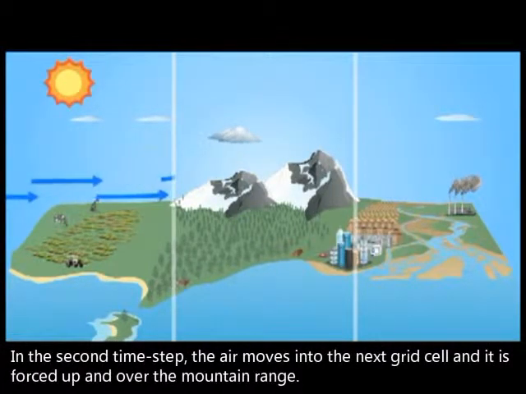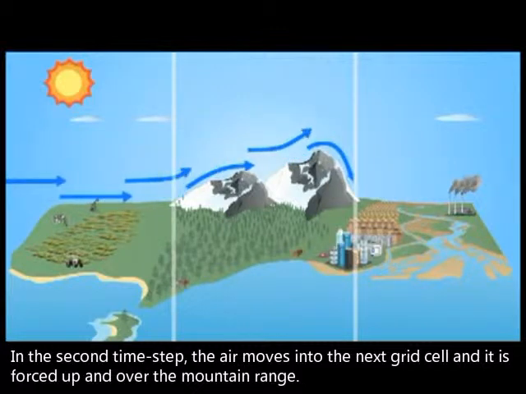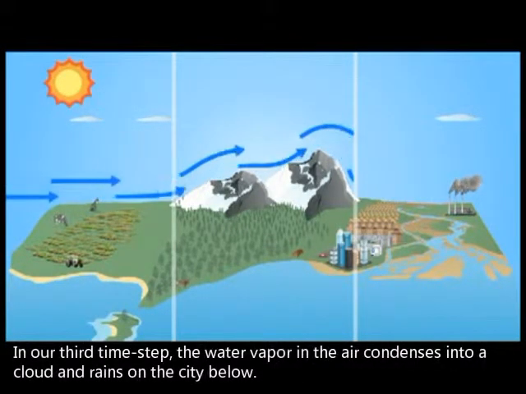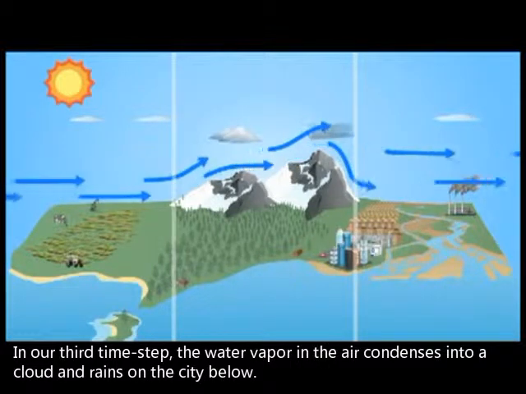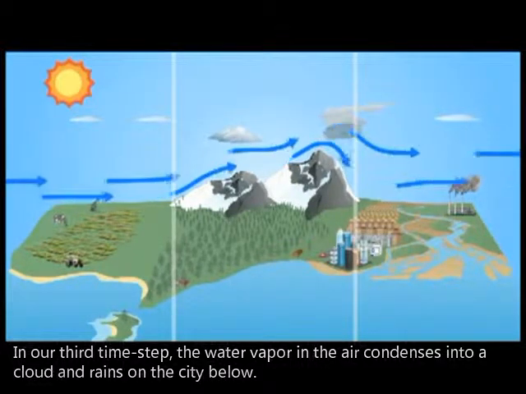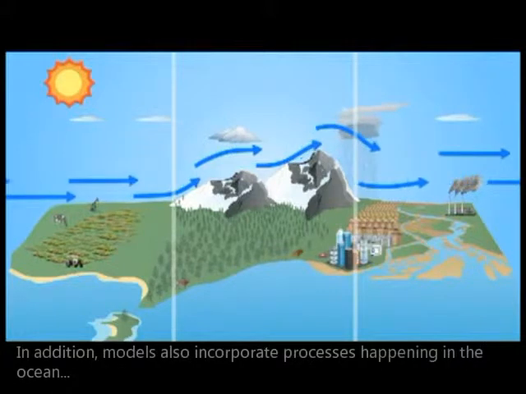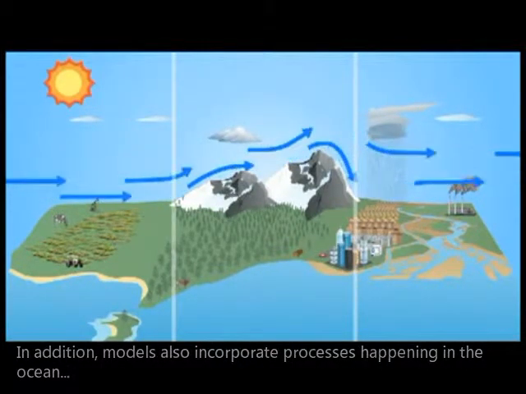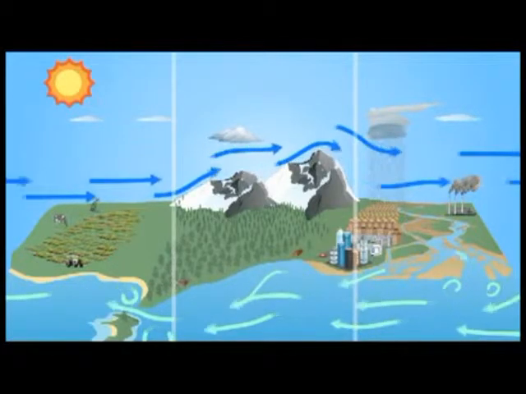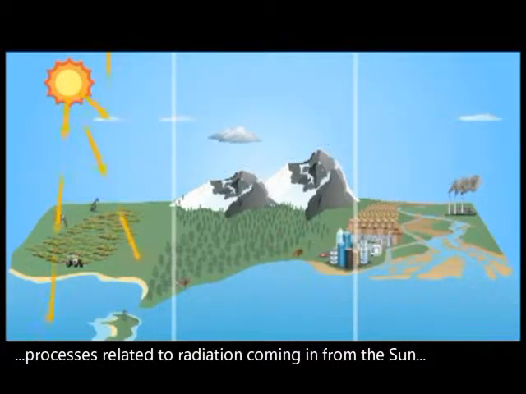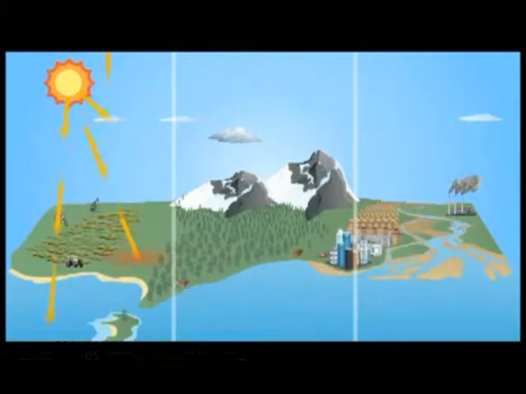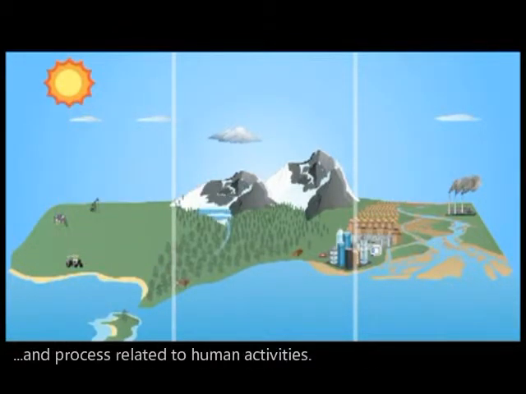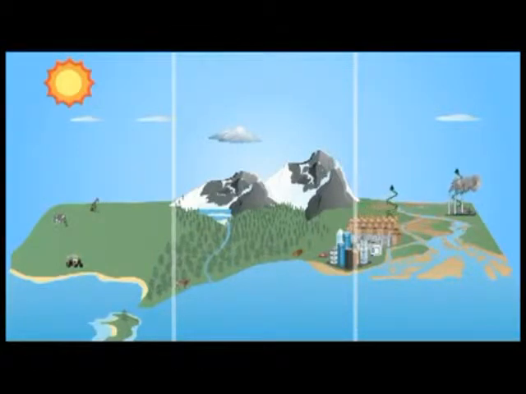In the second time step, the air moves into the next grid cell and is forced up and over the mountain range. In our third time step, the water vapor in the air condenses into a cloud and rains on the city below. In addition, models also incorporate processes happening in the ocean, processes related to radiation coming in from the sun, processes related to glaciers, and processes related to human activities.